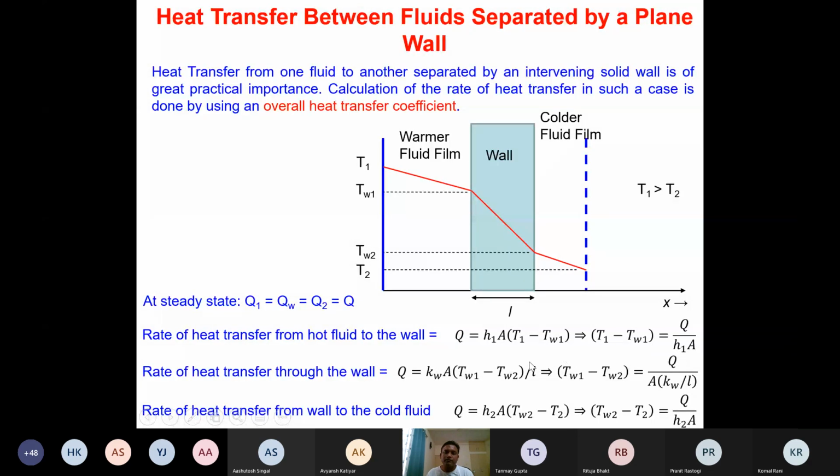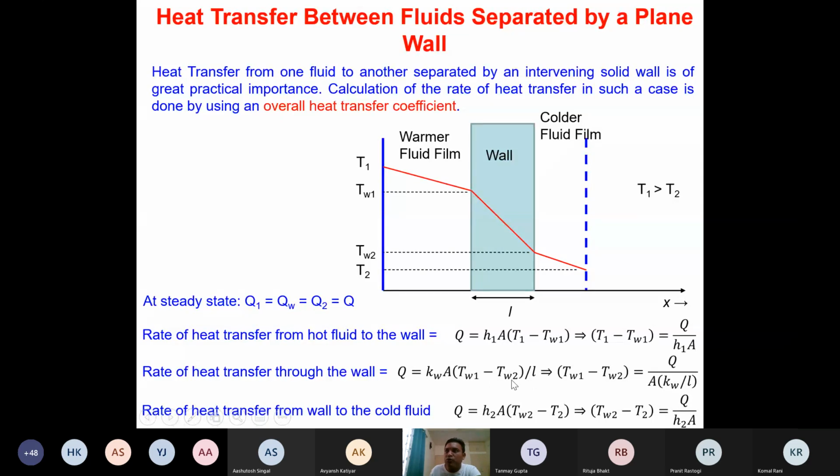Again, the cross sectional area we are assuming same, so that is same as A, because we are looking at the plain wall, two fluids separated by a plain wall. In a similar manner, the rate of heat transfer through the wall. Now remember here, the rate of heat transfer through this wall will be obtained using Fourier's law of heat conduction, isn't it? So that can be given as KWA, Tw1 minus Tw2, divided by L.